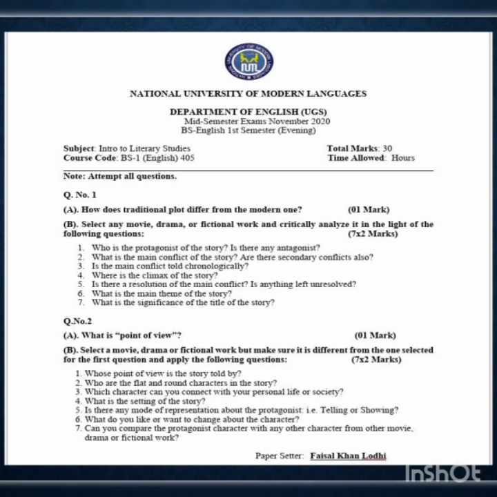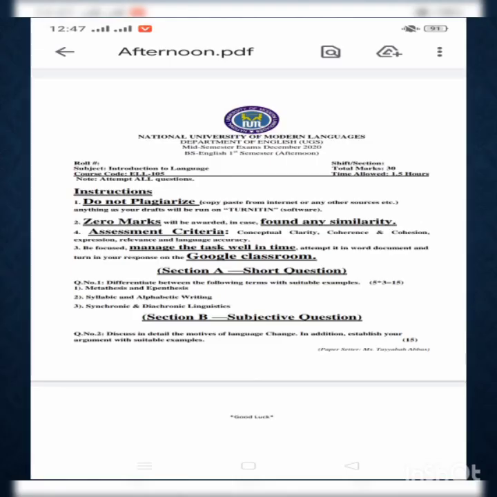Next point is what is the setting of this story? Is there any mode of representation about the protagonist, for example telling or showing? And what do you like or want to change about the character? And last point is can you compare the protagonist character with any other character from any other movie, drama, or any fictional work?